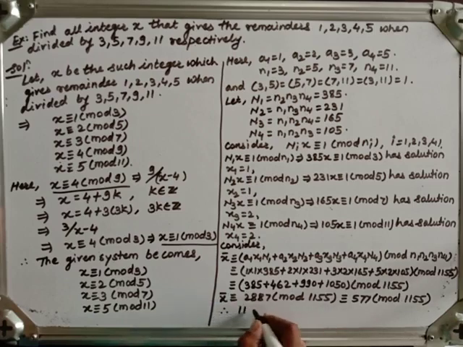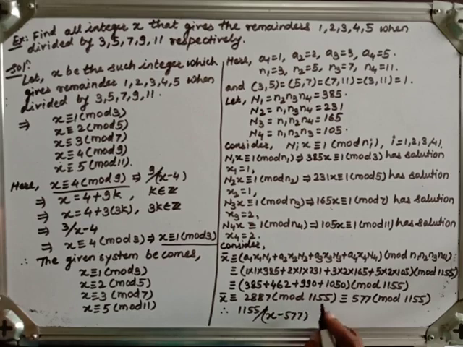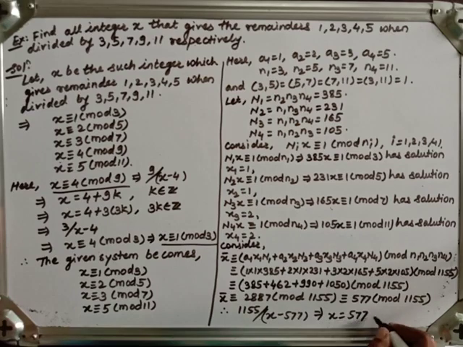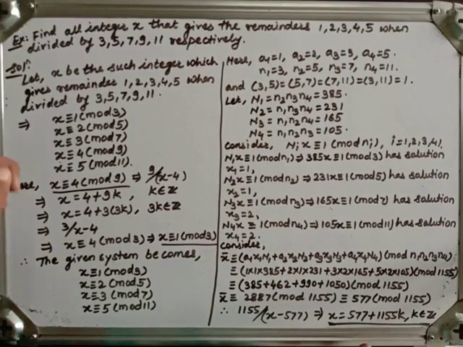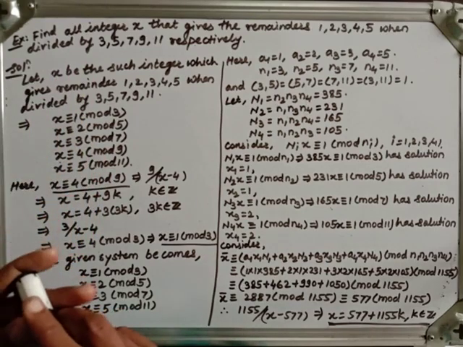Therefore 1155 divides x minus 577. So this gives x equal to 577 plus 1155 times k. These are various solutions, and this k belongs to the set of integers. So these are all x satisfying this system of linear congruences. Now here we will stop.